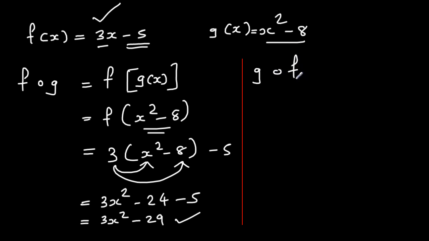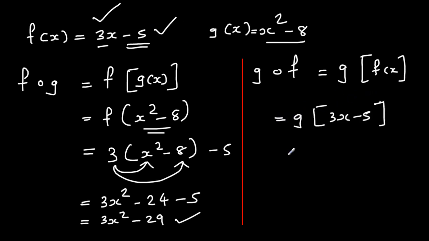Now in the same way, let us understand g of f. It means f is inside g. So I can represent this information like this, g, and here it will be f of x. Now what is f of x? So f of x is 3x minus 5, and now this 3x minus 5 I will substitute here. Instead of this x, I will write 3x minus 5. So this will be 3x minus 5 whole square minus 8.